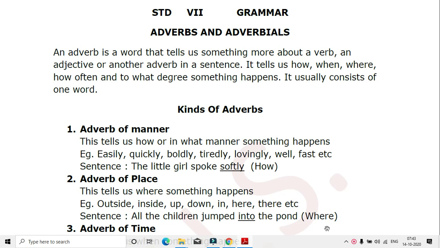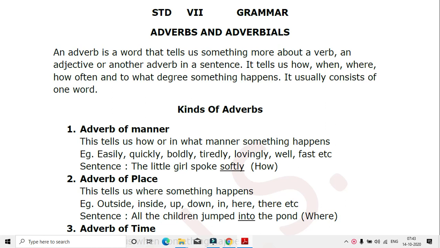Good morning, students. We do a new lesson today in grammar, that's adverbs and adverbials. So now you already know what an adverb is. We'll just learn something more about adverbs and also the difference between adverbs and adverbials.